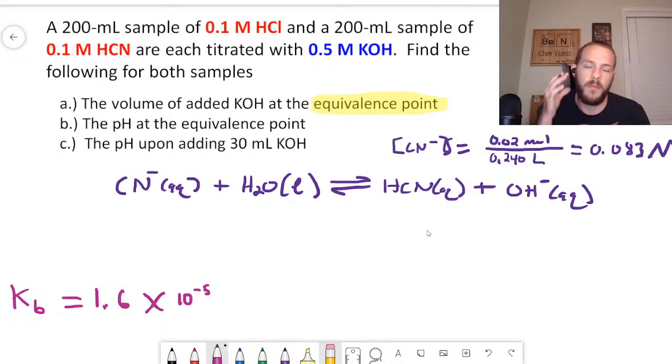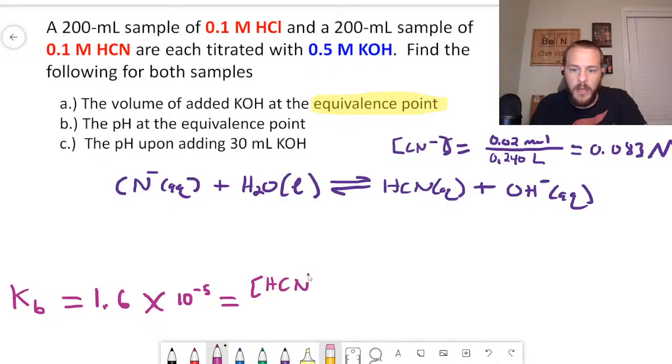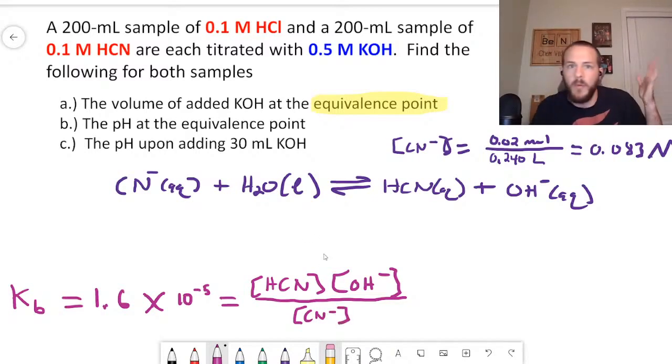It's always just the concentration of products divided by the concentration of reactants. So in this case, that would be the concentration of HCN times the concentration of OH minus, those are the products of this equilibrium reaction, divided by the concentration of CN minus. And we can leave the water alone because water does not appear in equilibrium constant expressions. It's a pure liquid. Its concentration does not change over the course of the reaction.